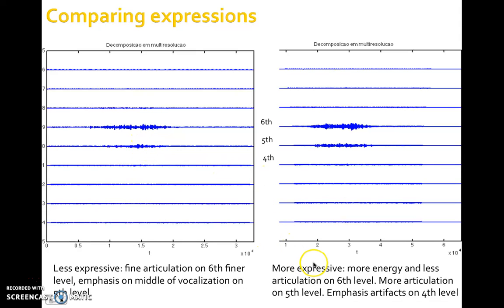And we find more energy and less articulation on the 6th level for the more expressive vocalization. We also find more articulation on the 5th level and emphasis artifacts on the 4th finer level for the more expressive.